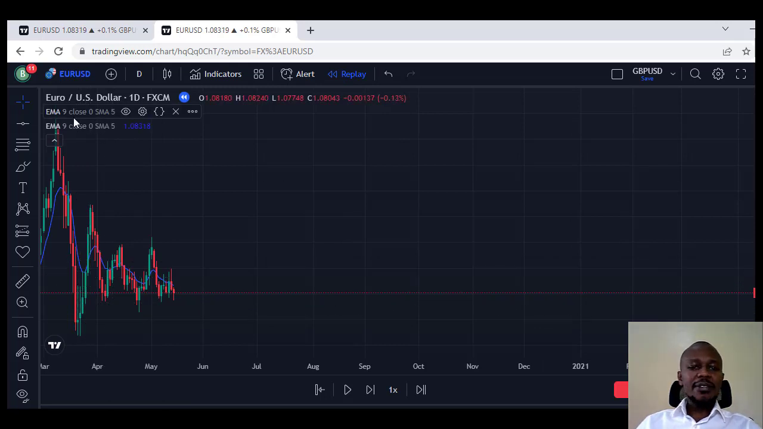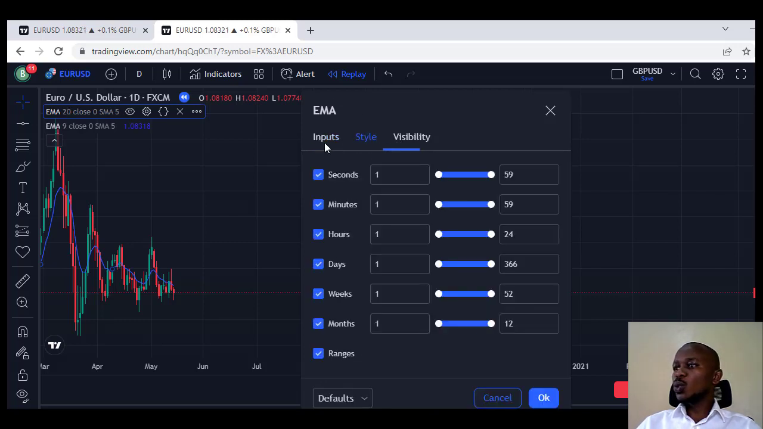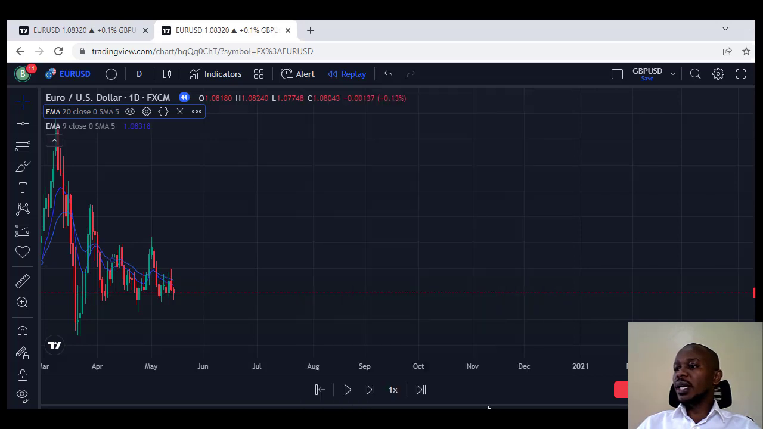These two will have some default settings, but we need to change them in order to suit the indicator we are working with. You normally change this under the length. So for the length, we put the 20-day moving average. The other factors will remain constant. The style and the visibility will remain constant. Then you can say OK.